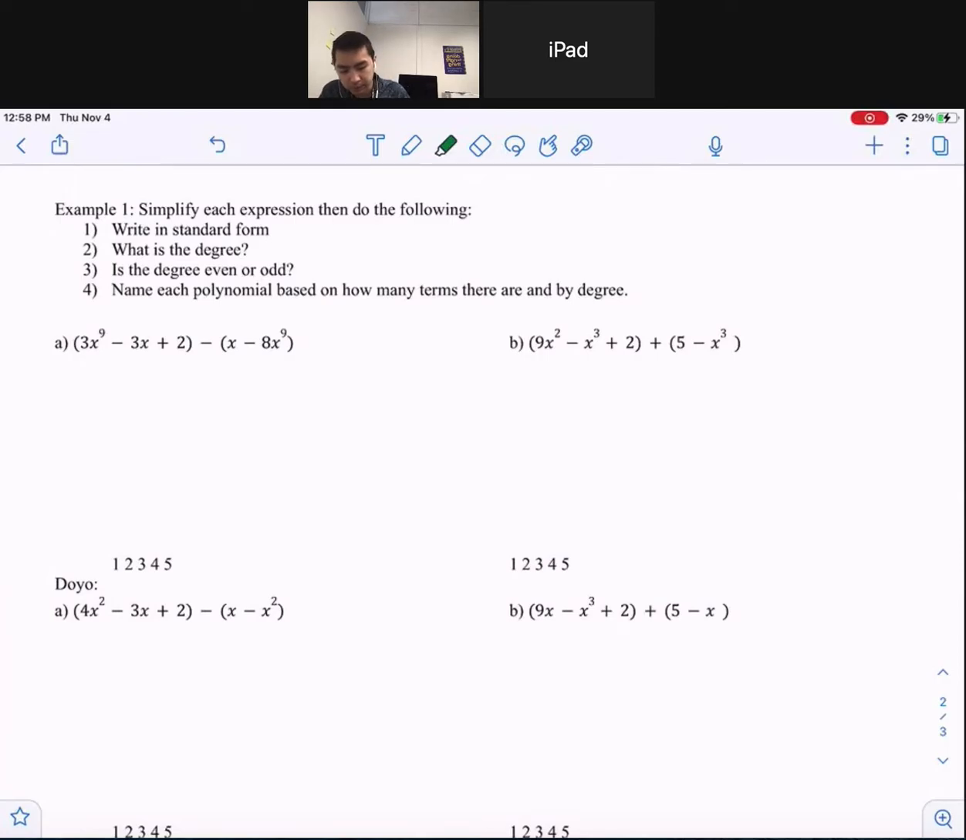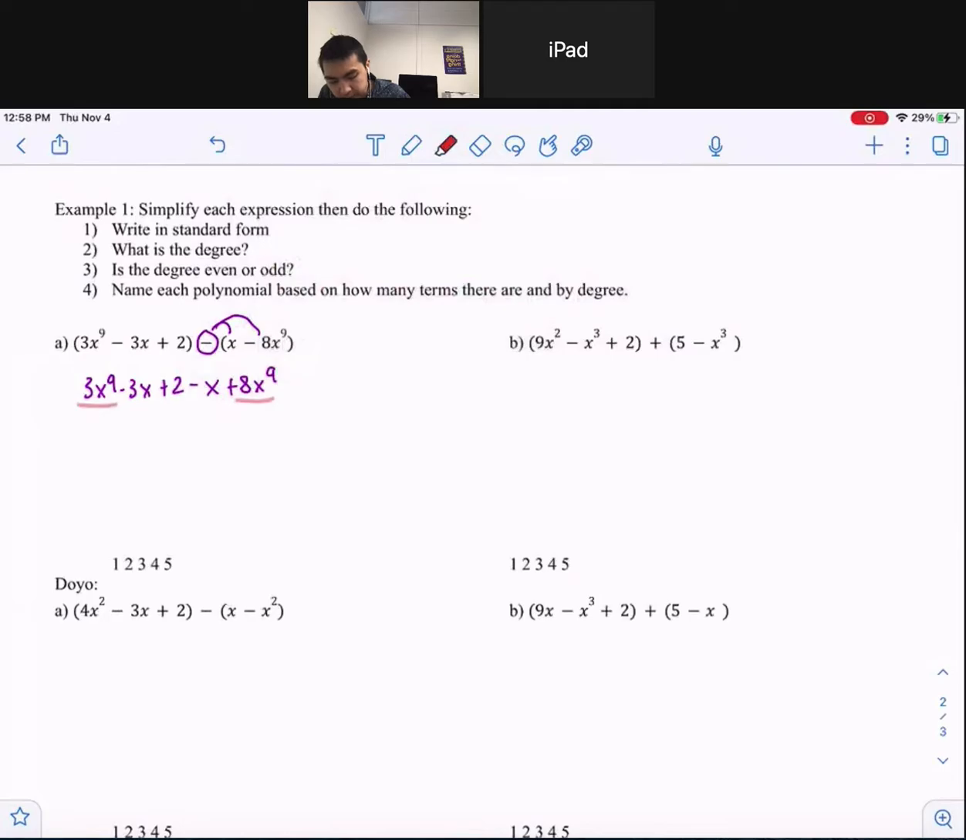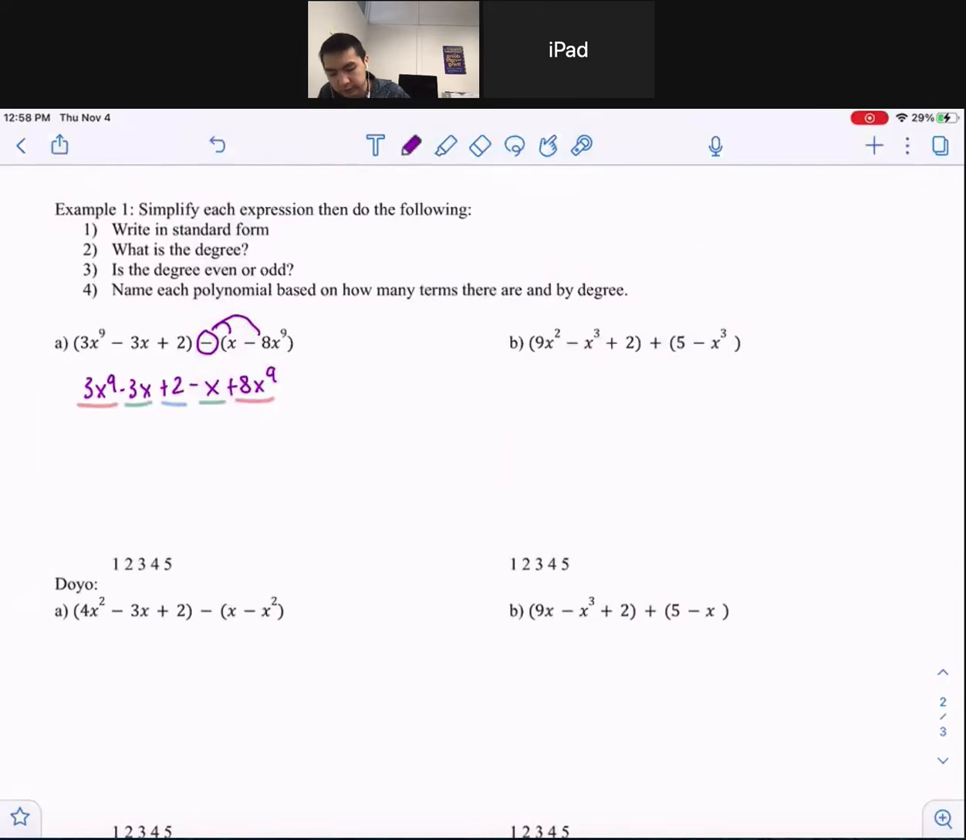So, gotta get this in standard form. This is a minus sign in between. So we're going to distribute that minus sign to both and then drop everything. Negative x, negative times a negative is a positive 8x to the ninth. And then you combine like terms. X to the ninth we can combine, the x terms we can combine, and the 2 is by itself.